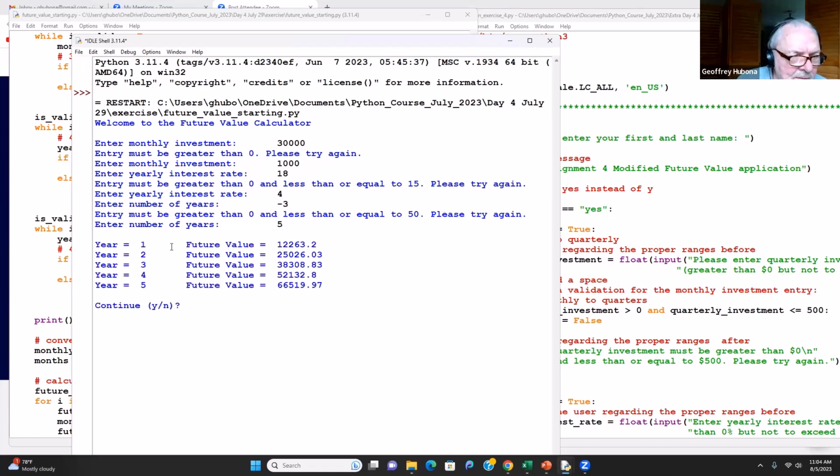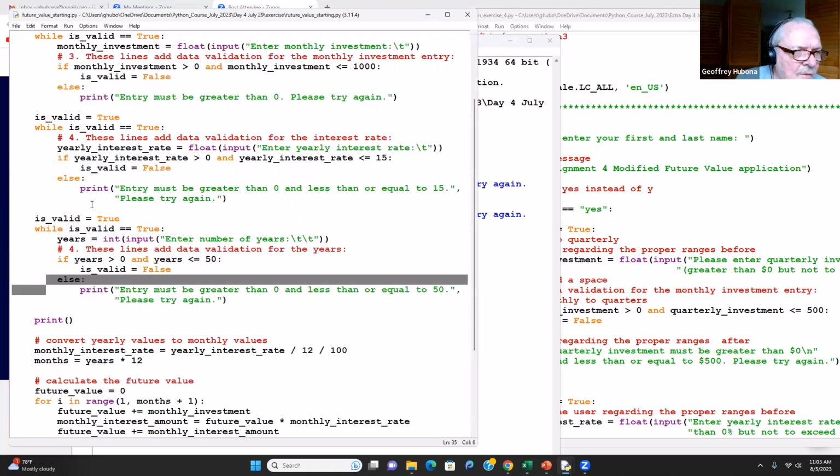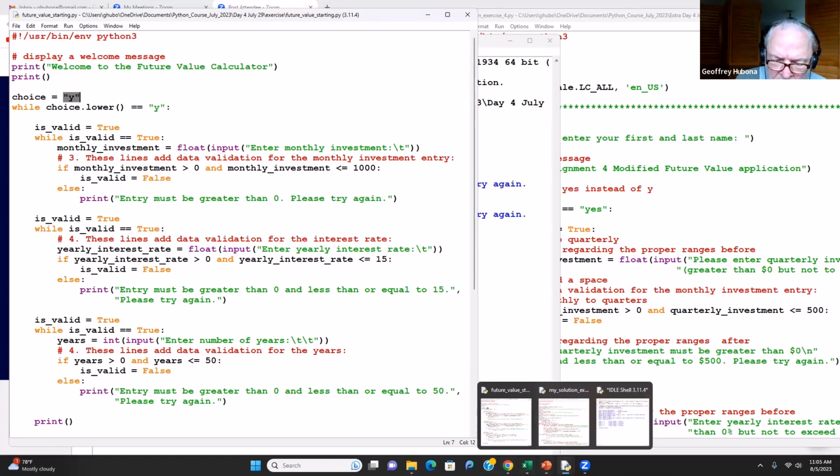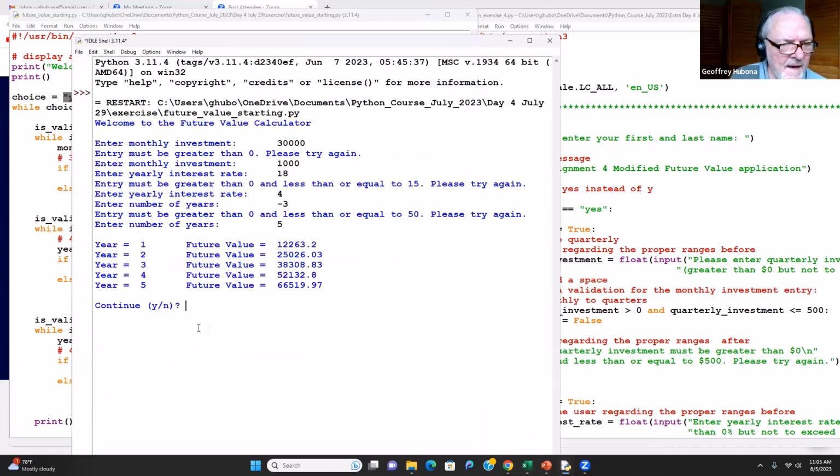And it just simply prints out the future value at the end of each yearly period. And then through the control of the outer while loop that you see up here, where choice is set to a lowercase y, it asks the user whether they want to continue or not. But the truth of the matter is, you can enter anything other than uppercase or lowercase y, like an X, and it interprets that as a no. So that's kind of a kludgy thing. It should be more precise and should tell the user.